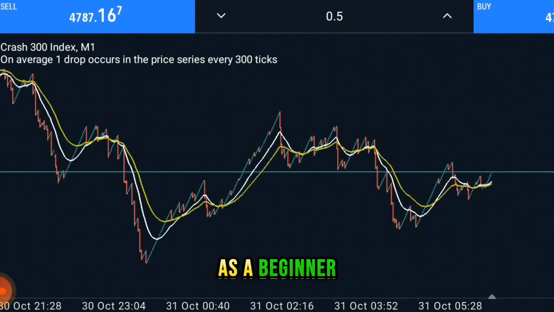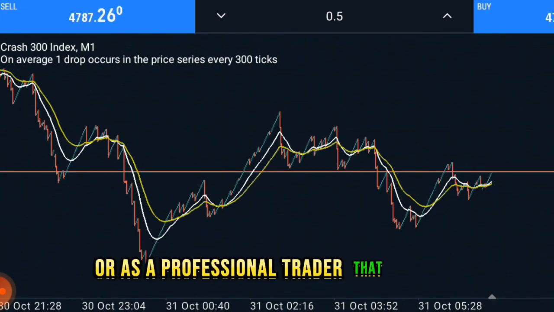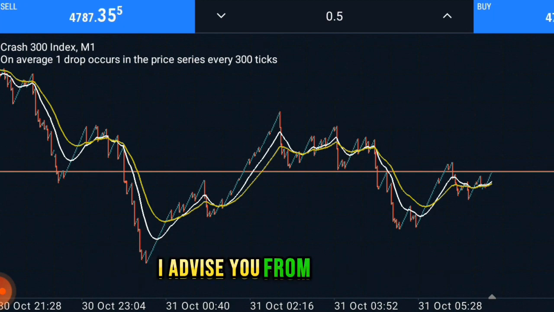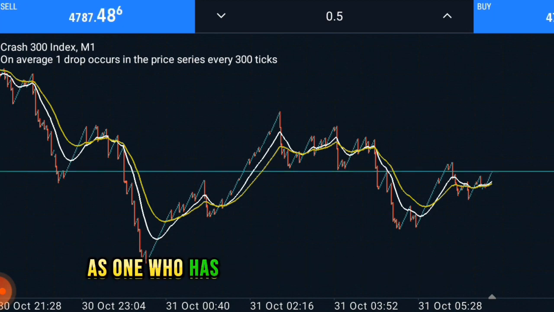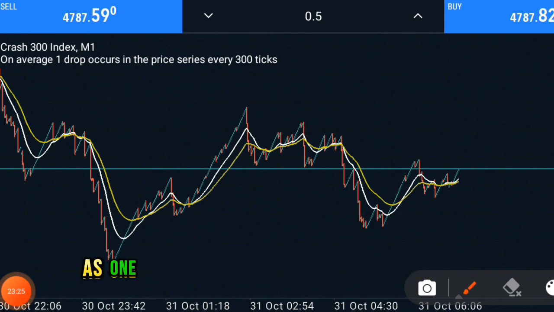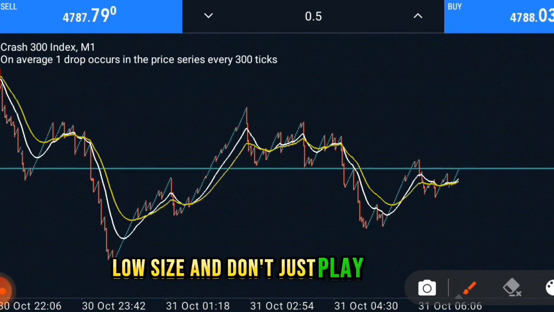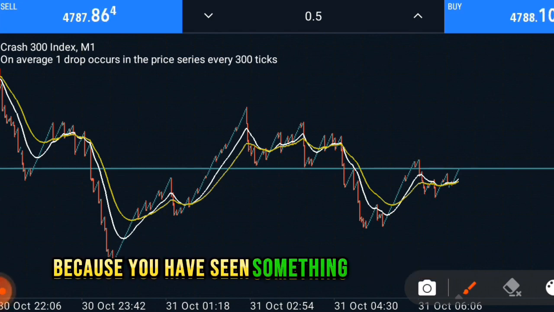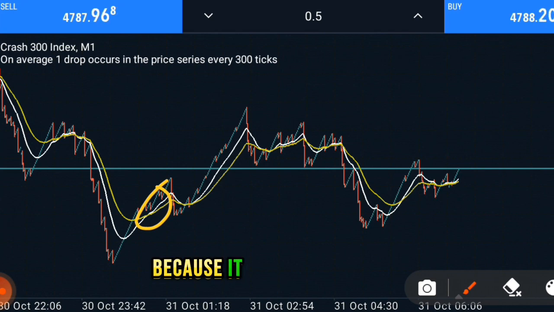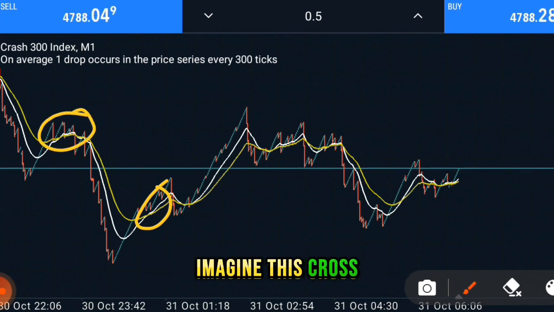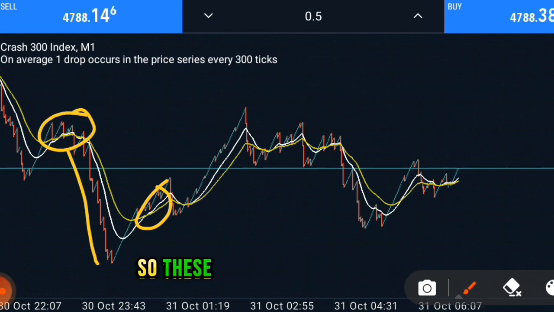As a beginner or as a professional trader that you are, I advise you, as one who has been trading for some days, as one who has been trading for some years, to use the lowest lot size and don't just place trade because you have seen something like a cross here, because it can be dangerous. Imagine this cross and imagine this thing. So these are some of the things.